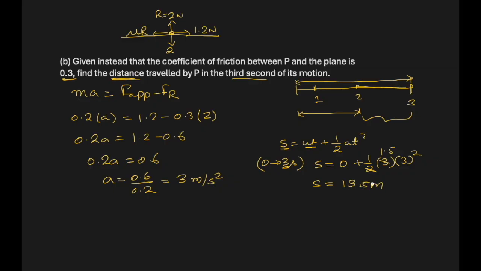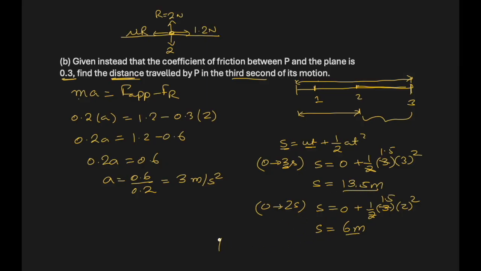13.5 meters. Okay. Now 0 to 2 seconds. S equals 0 plus half, acceleration remains 3 but time is 2 seconds. So again 1.5 times 4, 6 meters. So from 0 to 3 seconds, 13.5 meters. From 0 to 2 seconds, 6 meters.